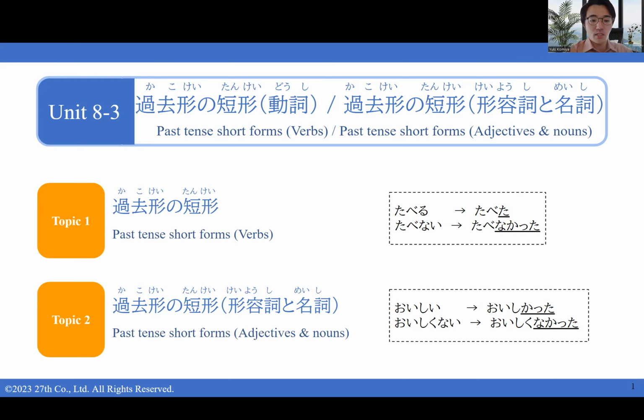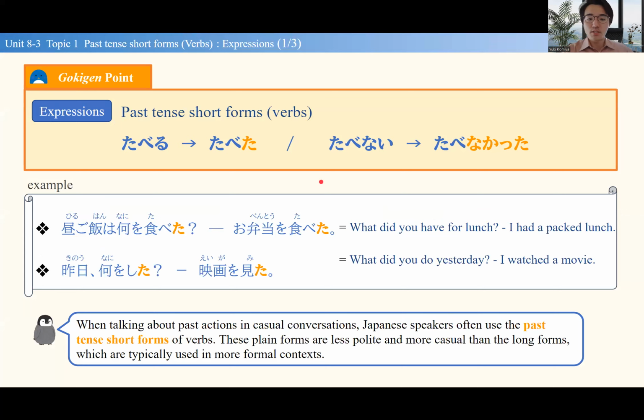Firstly, we're going to look at how to make the verb past tense short forms. As we mentioned in the previous lessons, short forms are used for casual conversation, basically. So when we want to talk about past actions, like what we did with someone that you're close to, like your friends or family, you want to use the short forms past tense. So instead of asking, what did you have for lunch? 昼ごはんは何を食べた? Instead of saying 食べました, that's the long form that you should be familiar with, we say 食べた. This is the past tense short form.